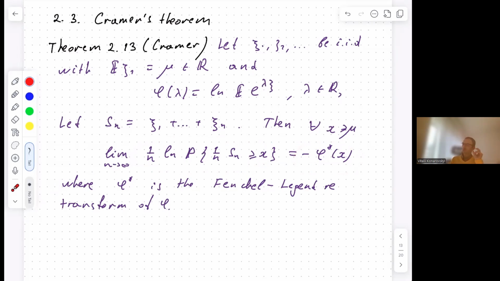Therefore, our goal will be just to consider one simple example, try to understand what we can obtain, and after that we will go to the formulation of the large deviation principle. That also, I hope, will be done next time.